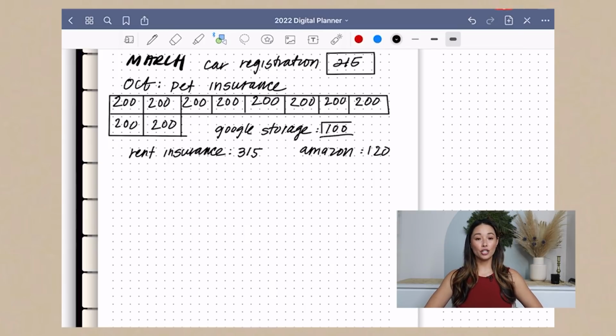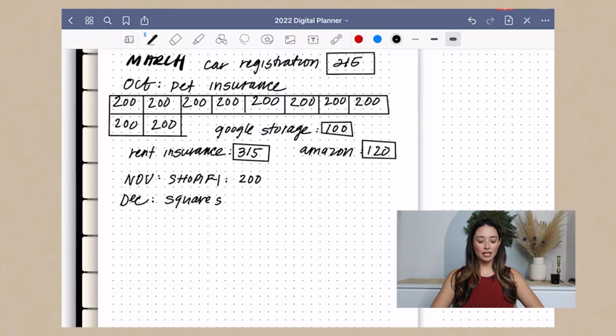November, I have my Shopify dues. Now that I'm saying that, that shouldn't be in my sinking funds. That should be in my master plan, which is my small business sinking funds. And then December, I have Squarespace, and then the holidays.